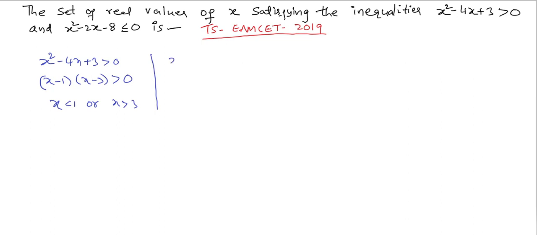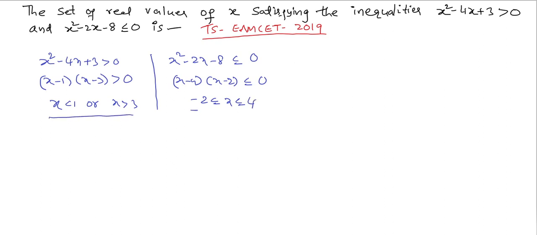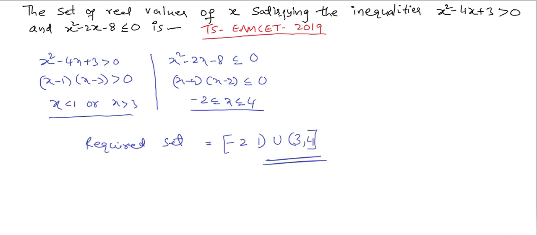The second equation is x square minus 2x minus 8 less than or equal to 0. This is x minus 4 into x plus 2 less than or equal to 0. That means minus 2 less than or equal to x less than or equal to 4. So from these equations the required set is minus 2 to 1, minus 2 closed interval, 1 open interval, union 3 open interval and 4 closed interval. This is the required set.